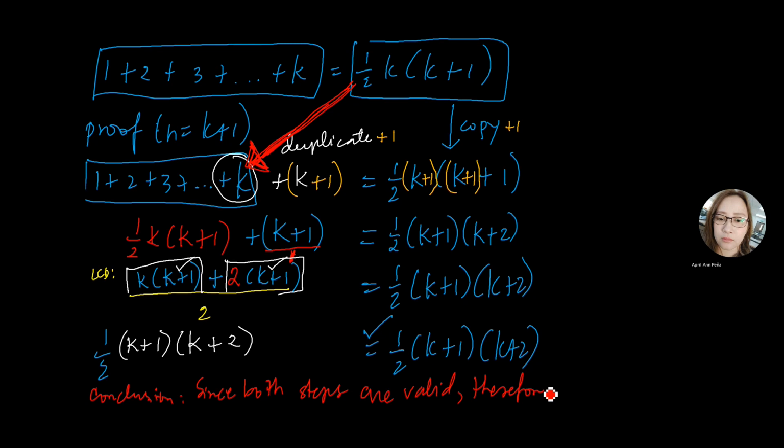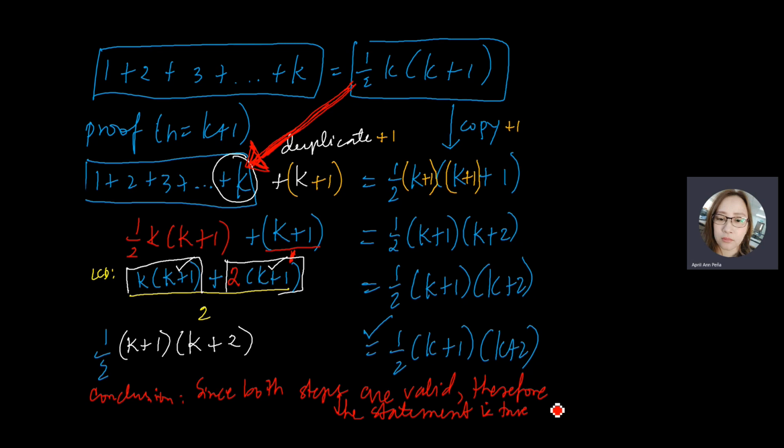therefore, the statement is true. You just continue for all positive integers. Again, since both steps are valid, therefore the statement is true for all positive integers. That's it. So that's the first example. Next.